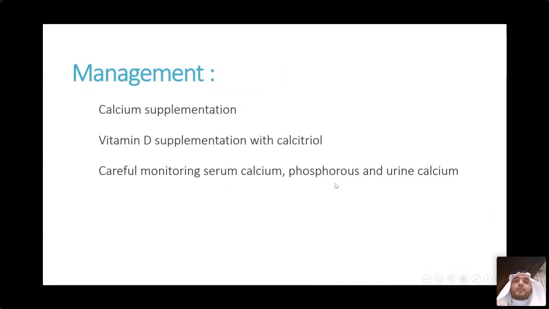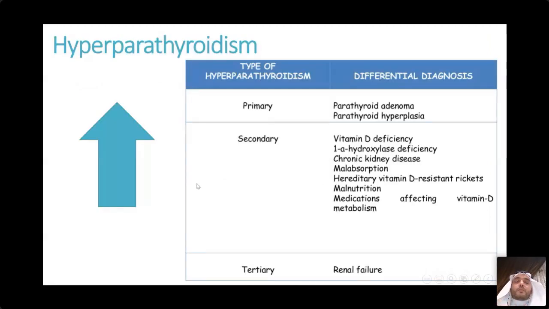Careful monitoring of serum calcium, phosphate and urine calcium is needed. On the other hand, we go to hyperparathyroidism, or high parathyroid hormone. Usually we divide it into 3 types. Primary hyperparathyroidism: those patients present with hypercalcemia, usually due to parathyroid adenoma or hyperplasia.